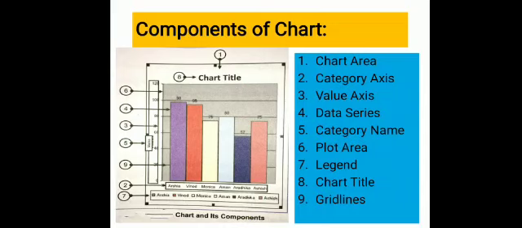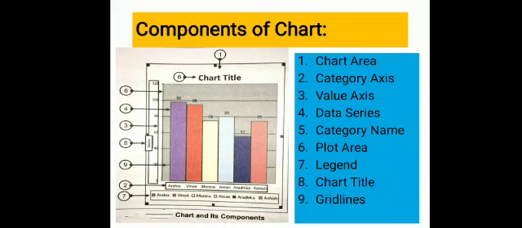Sixth one is plot area. Plot area is a window within the chart area. It contains the actual chart itself and includes the plotted data, data series, category axis and value axis. Seventh one is legend. It depicts the color, pattern or symbols that we use to assign the data series.